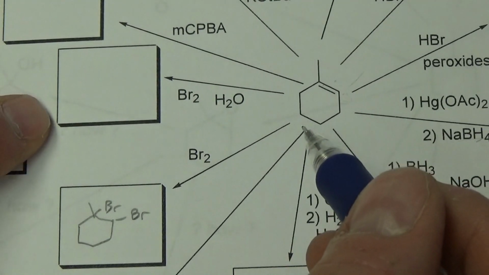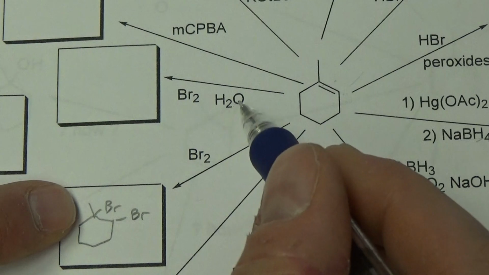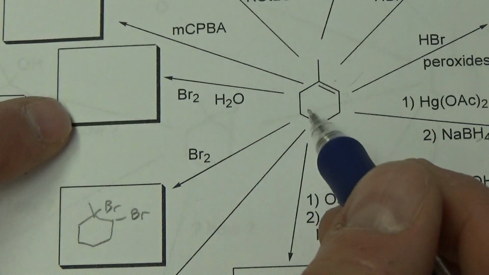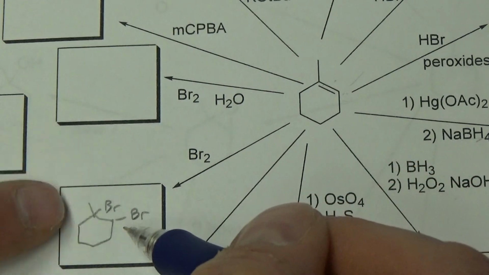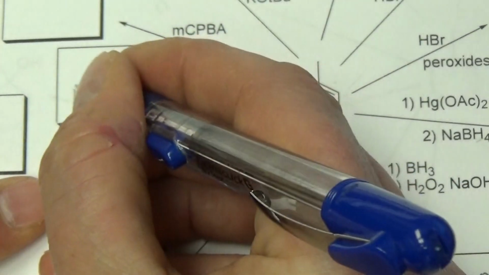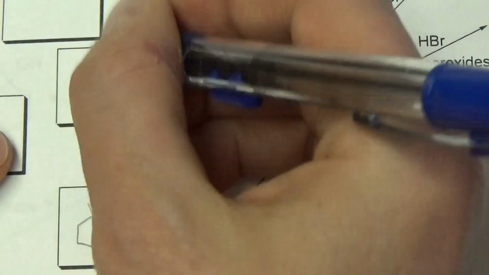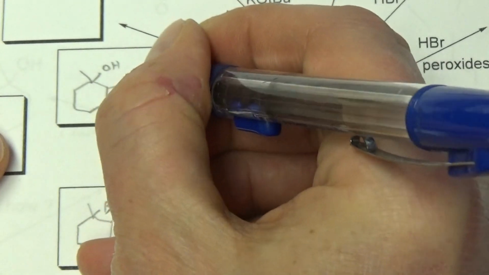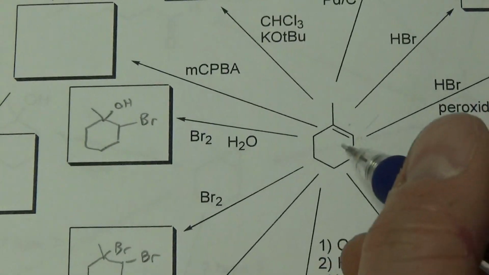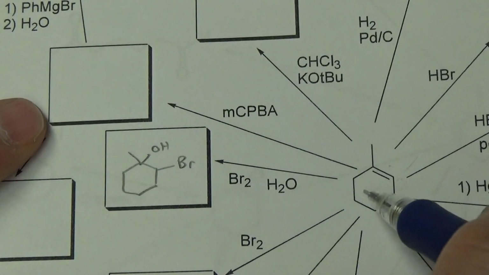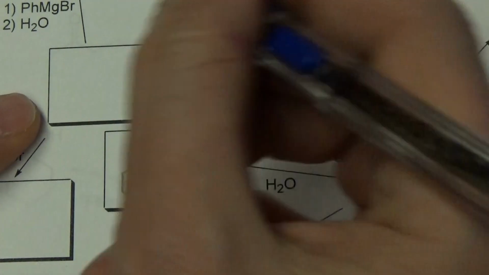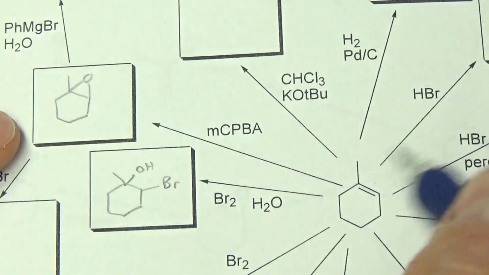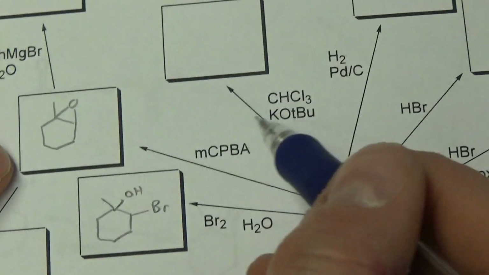Br2 water is the same as Br2, except the alcohol from the water will be at the more substituted side. So we talked about how that happened mechanistically. It's essentially the same thing here, but you get an OH on the more substituted side and a Br on the less substituted side. Alright? MCPBA, you actually learned this maybe a chapter or two ago. MCPBA makes a what? An epoxide. So MCPBA creates epoxides from alkenes.